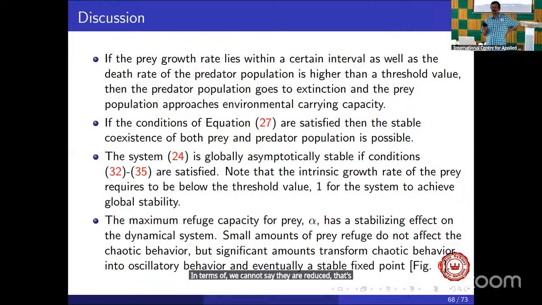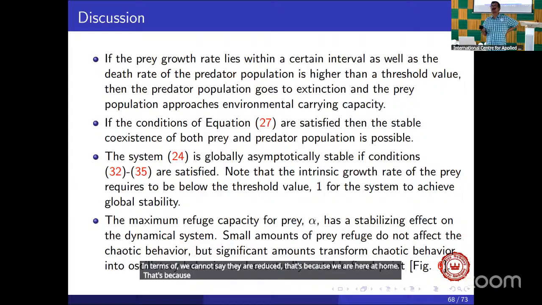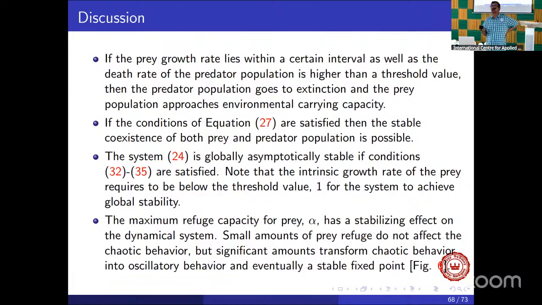Here we cannot say they are refuge just because they are at home, because they are drawn. Carnivore is drawn, so they can refuge. But every animal has an instinct. If anyone attacks, they try to hide. This is the basic behavior of animals also. They try to hide to protect themselves. This is the main feature. That's why refuge is one part of that.